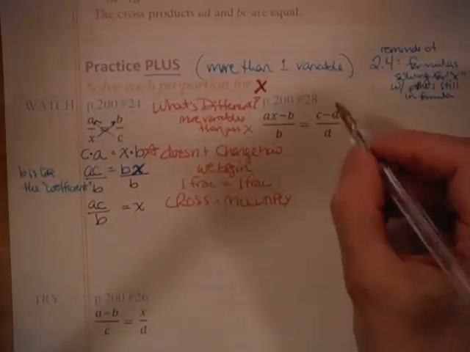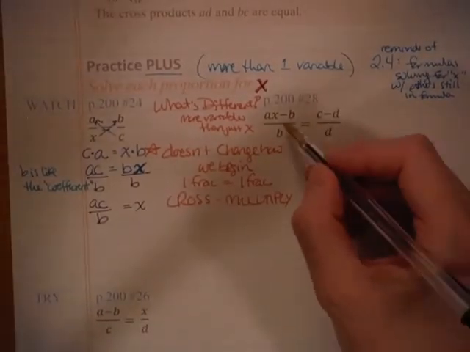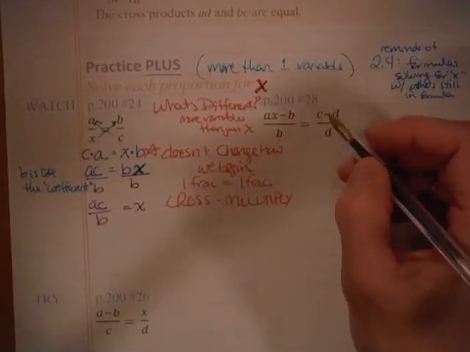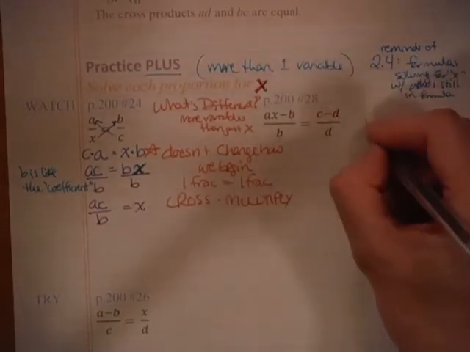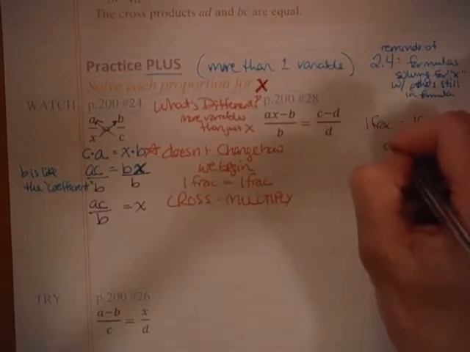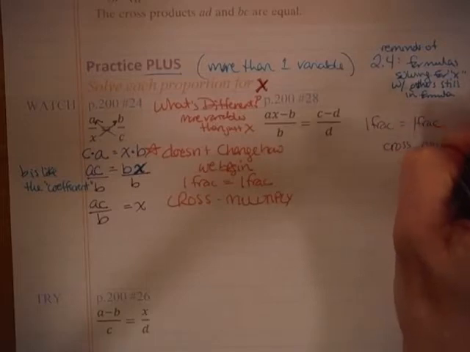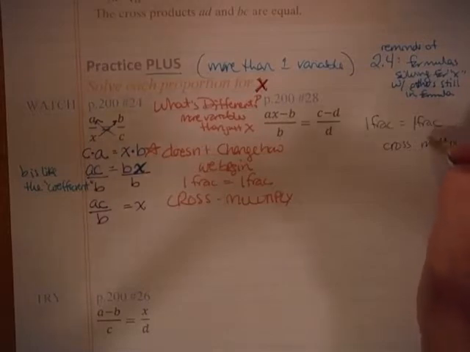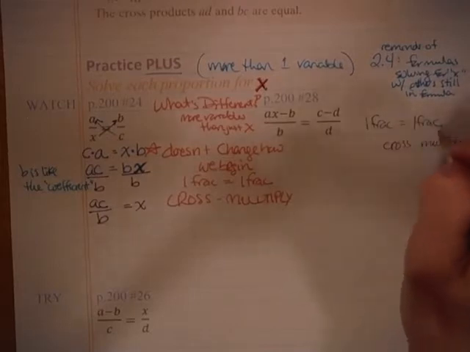Let's go over here to this one. Ax minus b over b equals c minus d over d. It's one fraction equal to one fraction. Just remind yourself of that. And what do I need to do? I cross multiply. Here's another example of, as I'm building my confidence and skill, every time I do the problem, I write down what it is I'm supposed to do in words, general words.